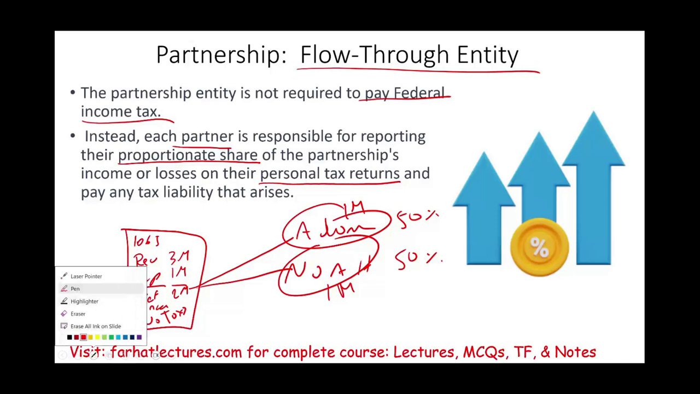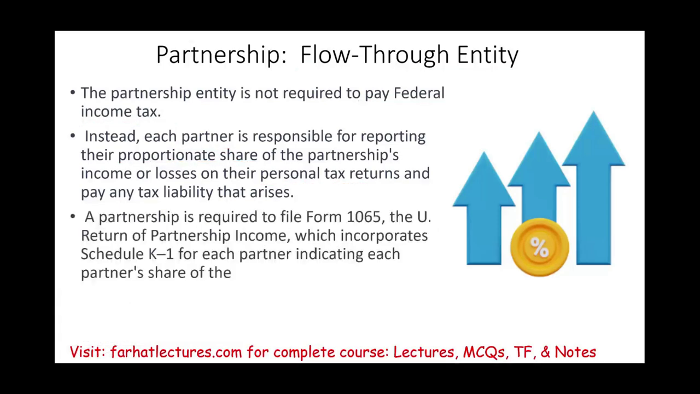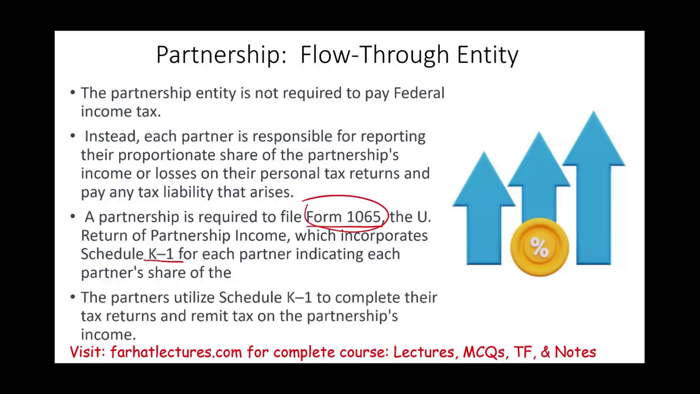So this is what we mean by a pass-through or a flow-through entity. Pass-through or flow-through are the same. So a partnership is required to file Form 1065, and I'll have a separate recording showing you Form 1065 and Schedule K-1 where they report this information to the partners. I will do it at the end of the chapter so we can have a comprehensive review. And each partner will receive their own share. So the partner utilizes Schedule K-1 to complete their tax return and pay their tax bill appropriately.